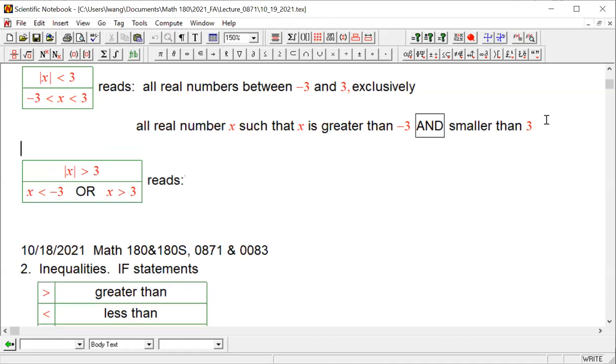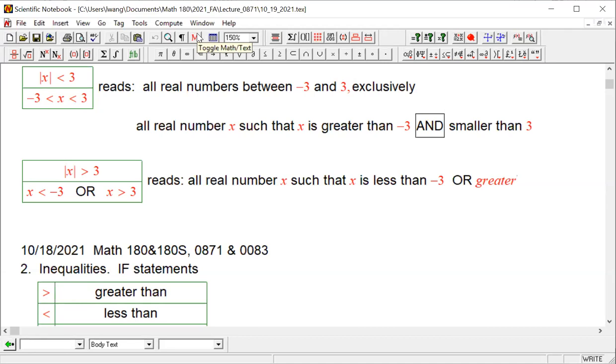So for the next one, the solution reads as all real numbers x, or any real number x, such that x is less than -3 or greater than 3. The key word here is "or".